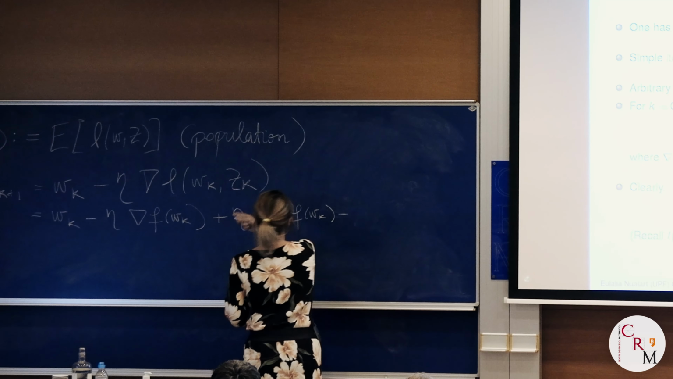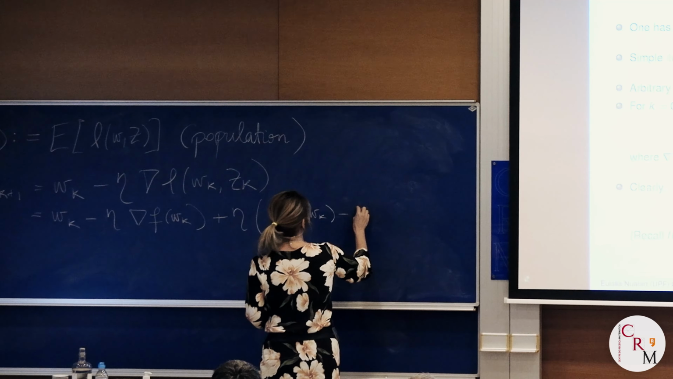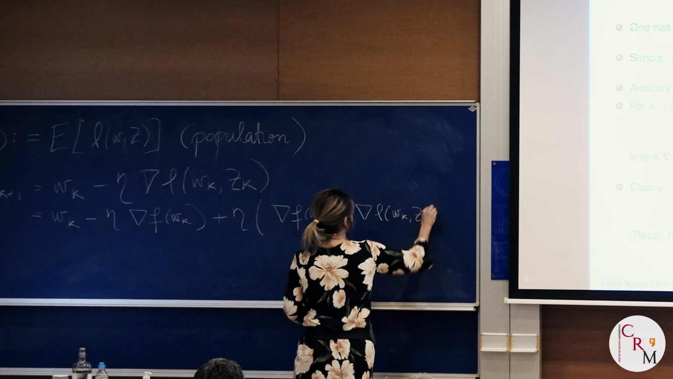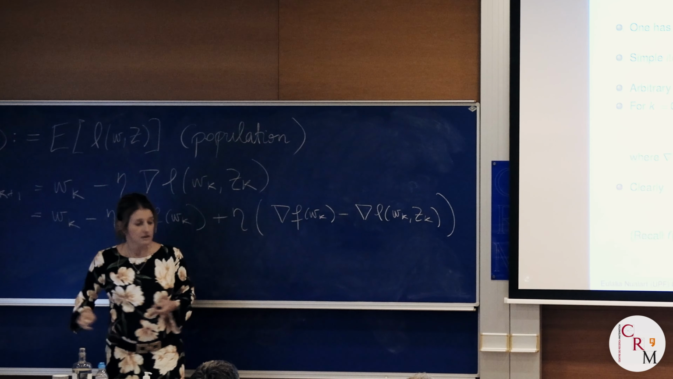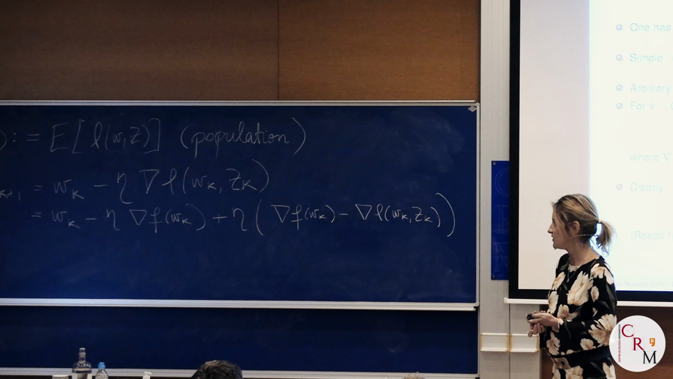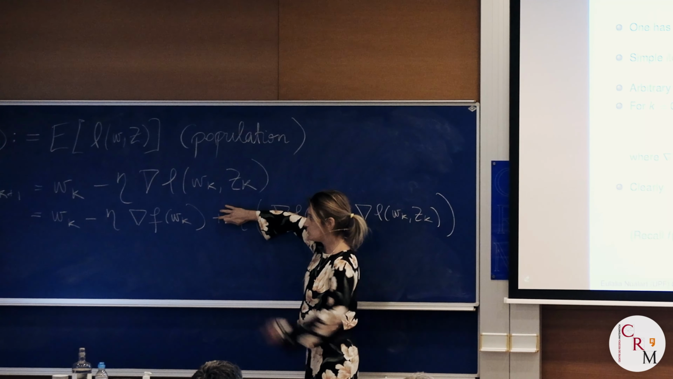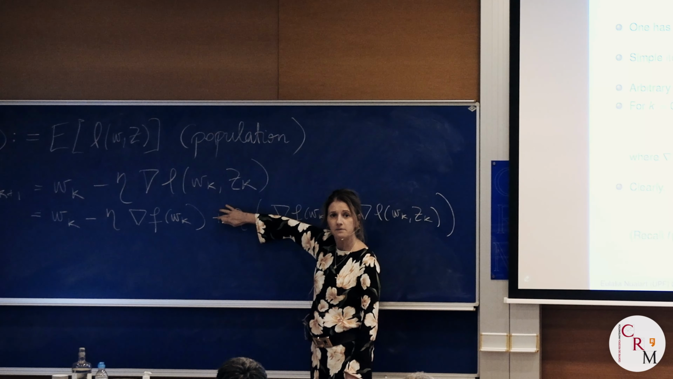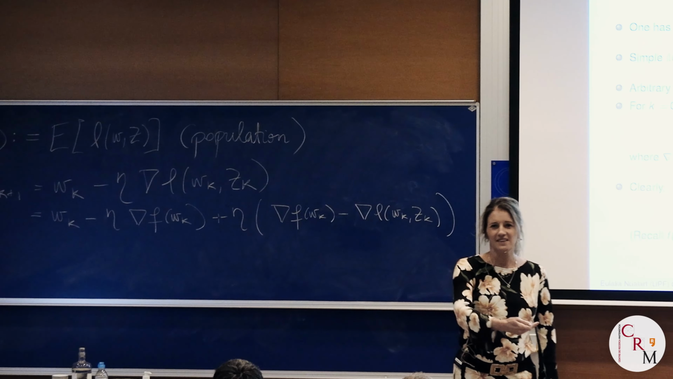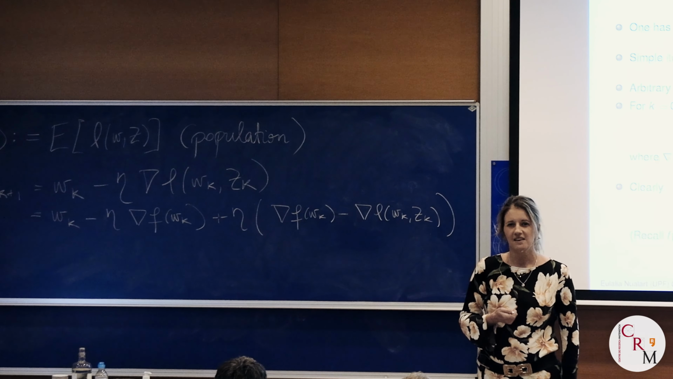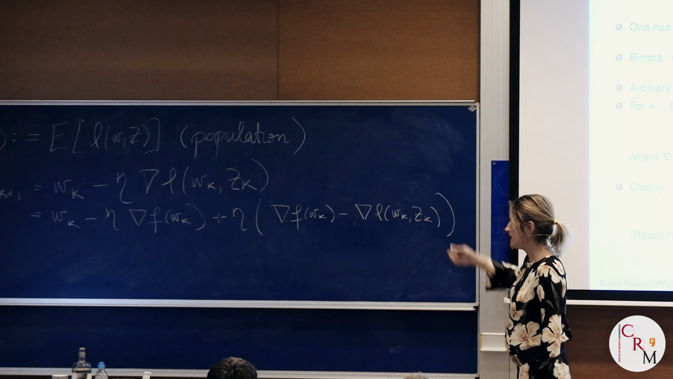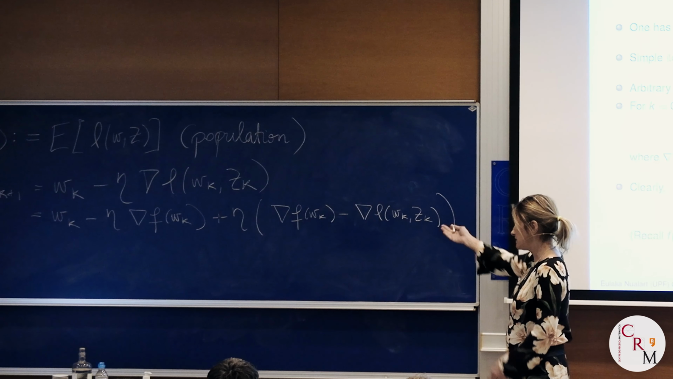Right? So if you add and subtract the gradient of f, then you get the gradient of L at W_k, Z_k. Right? So this is nothing, just adding and subtracting the gradient of f_k. And then here we recognize the usual deterministic gradient descent. Okay? And this term can be seen as a noise term that you put in the gradient descent. Okay? So there are a lot of works that are devoted to studying this other process.